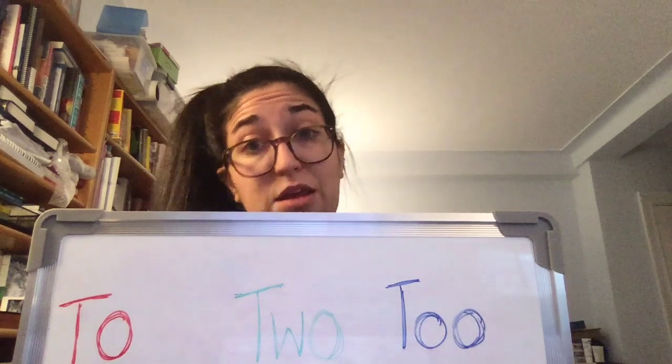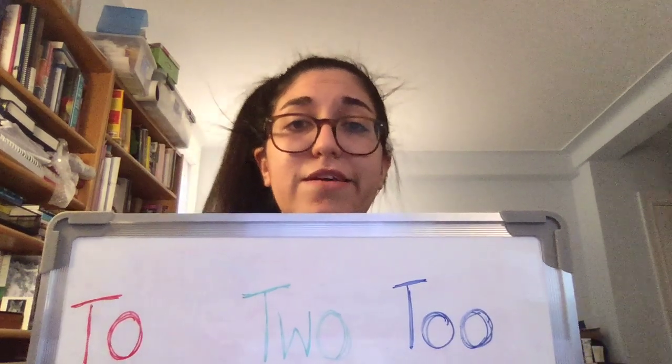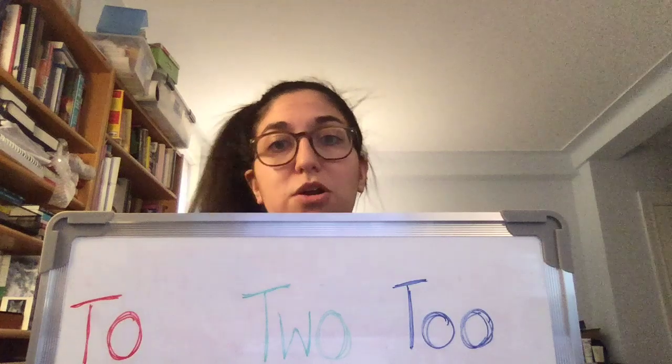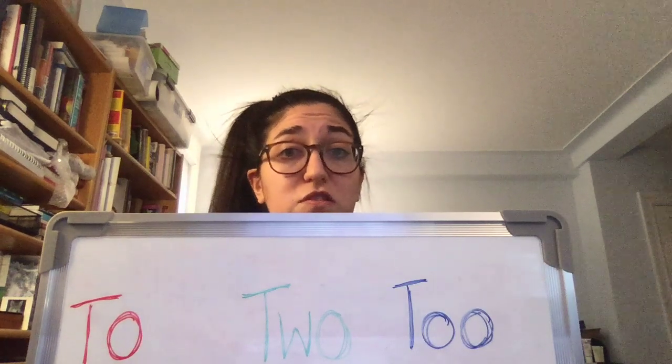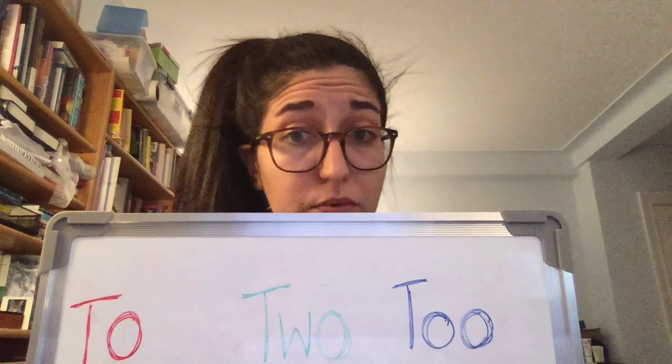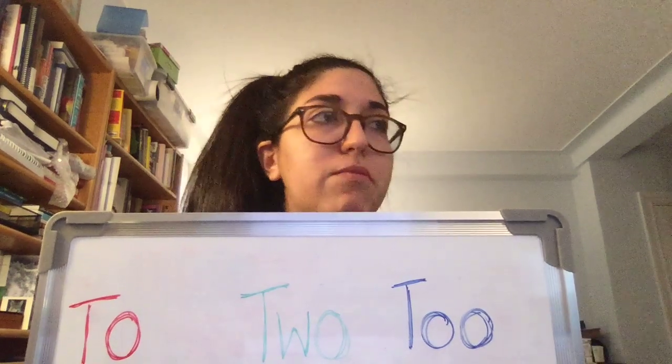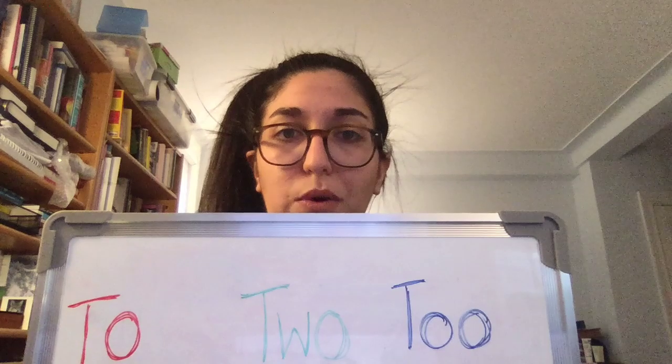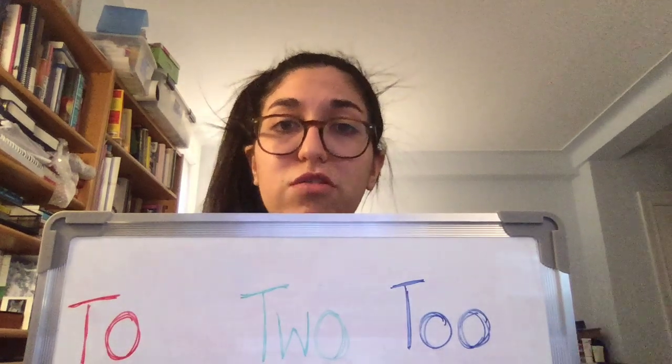The second meaning of T-O-O is I want to do it too. I want to do it as well. So everybody got a TikTok. I wanted one too. Everybody gets to play at recess. I want to play too. I want to do it also.